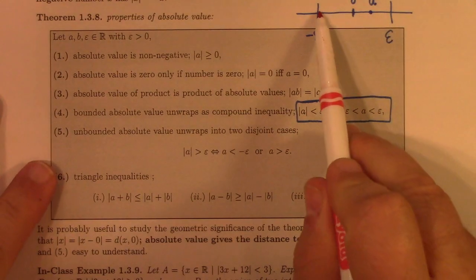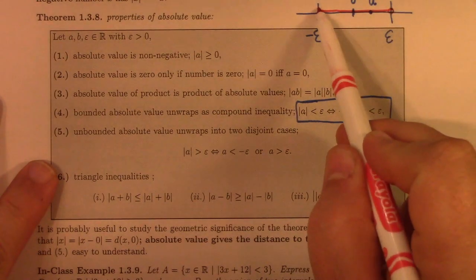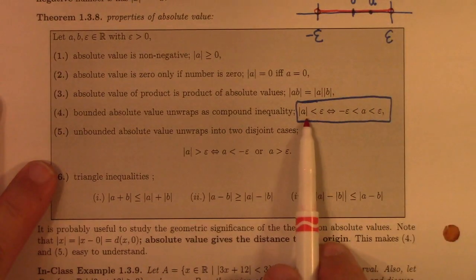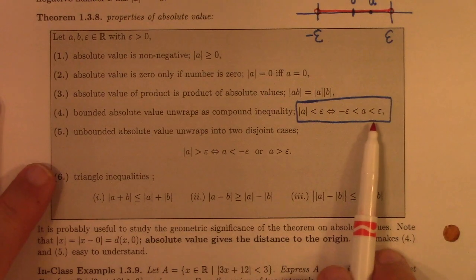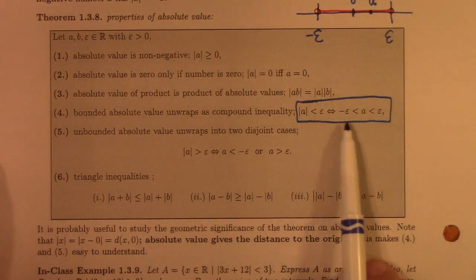But notice what that does for you. It allows you to trade an expression involving absolute value, which is a case-wise defined thing, for this compound inequality, which is much more concrete in practice. But these are equivalent.